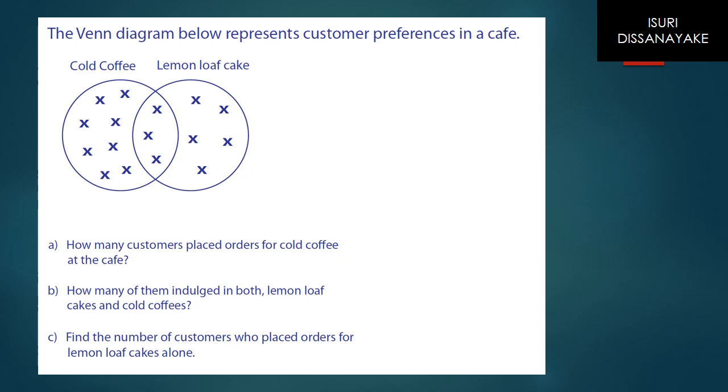Next question, how many of them indulged in both lemon loaf cakes and cold coffees? So you can see that means they prefer both, cake and coffee both. That is these three. Over here they have ordered a coffee and a cake. And the last part, it's C. Find the number of customers who placed orders for lemon loaf cakes alone. That means they want only cake. Only cake is this part. It excludes the coffee circle. So we have 1, 2, 3, 4, 5. So this 5 over here, they need only a piece of cake. These 5 customers want only a loaf of cake.